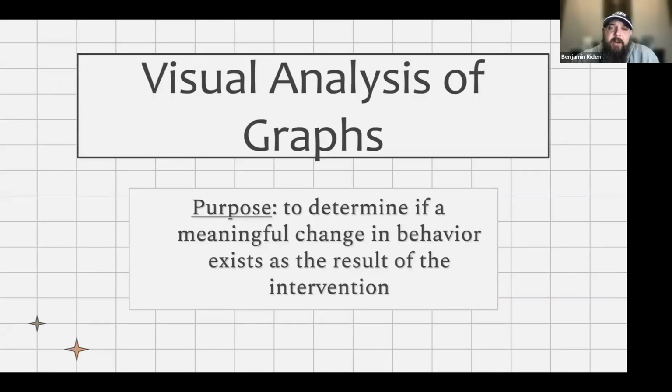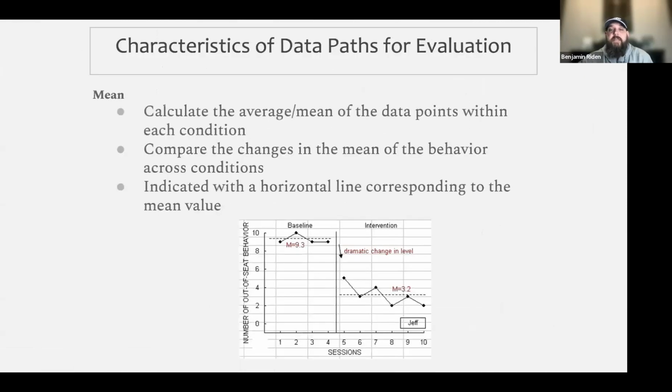Once we have graphed our data, we need to make sure that we're looking at it scientifically on how we make changes. The way that we do that with line graphs and single case research is visual analysis. The purpose of visual analysis is to determine if a meaningful change in the behavior occurred as the result of the intervention that we put in place. The first thing that you do is calculate the mean for each condition.